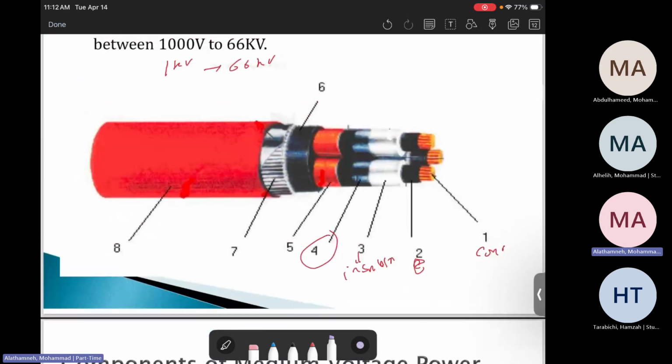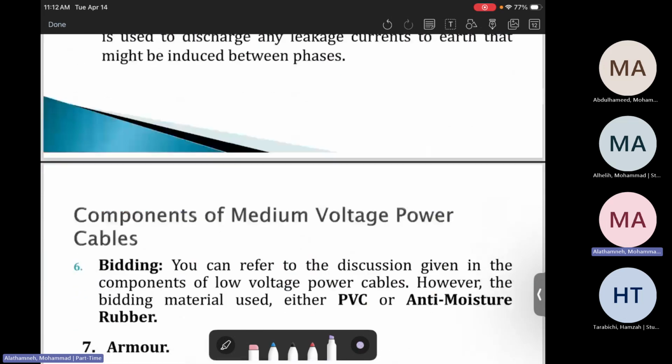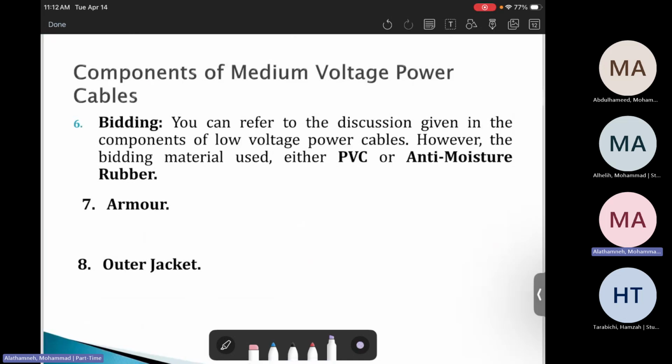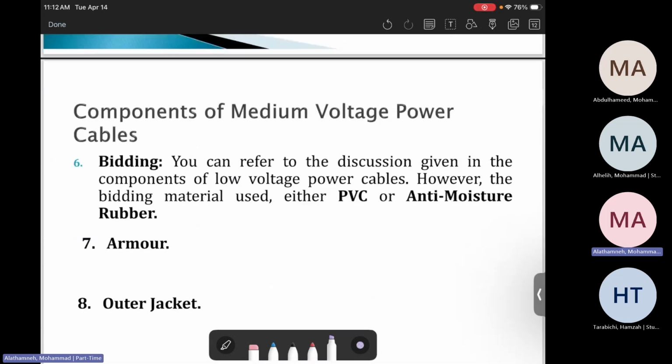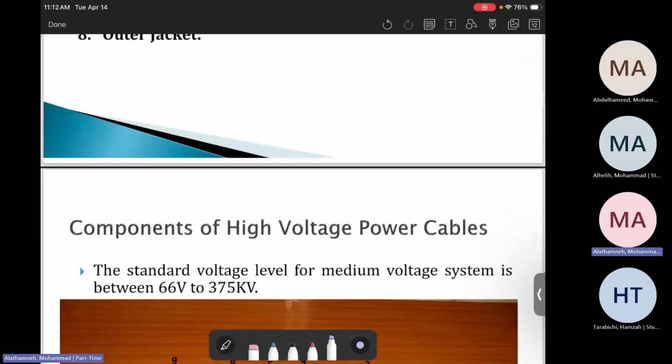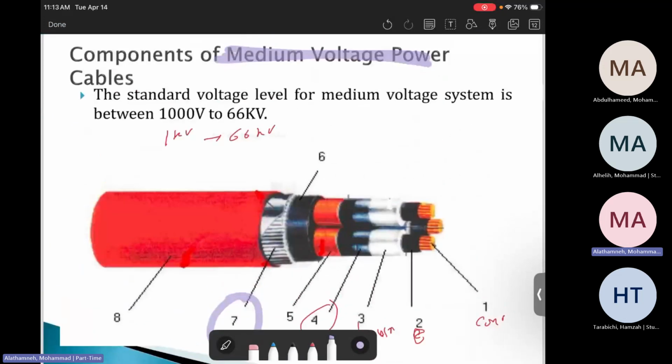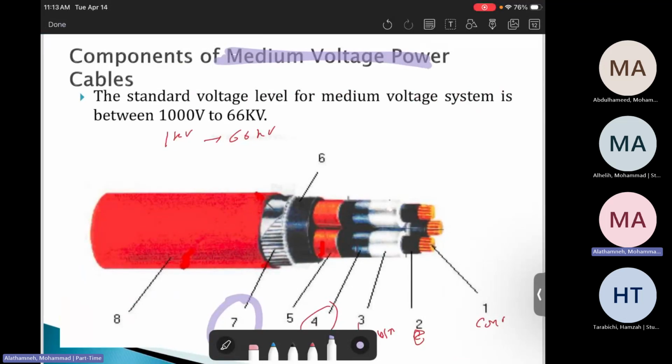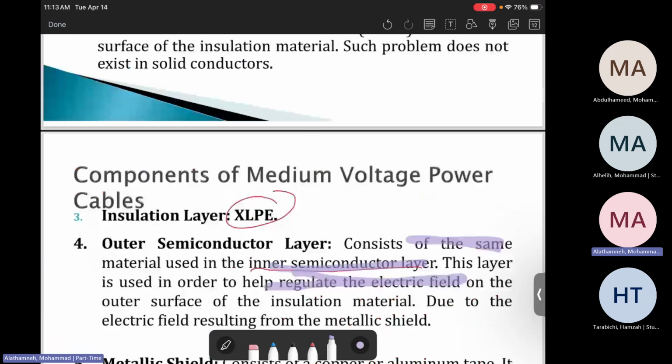Then we have a metallic shield as well, number 6 or number 7. The metallic shield provides protection from mechanical stress, faults, rats, etc. Then there is a bedding, made from PVC, for anti-moisture. Then the last one is the outer jacket. As we said, the outer jacket covers everything, protecting from humidity, etc.